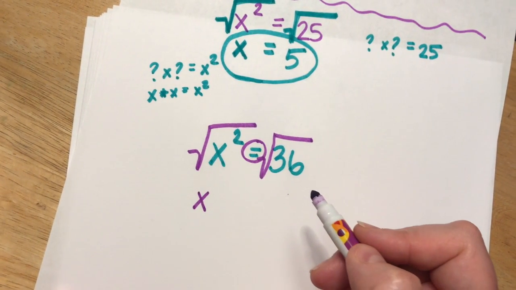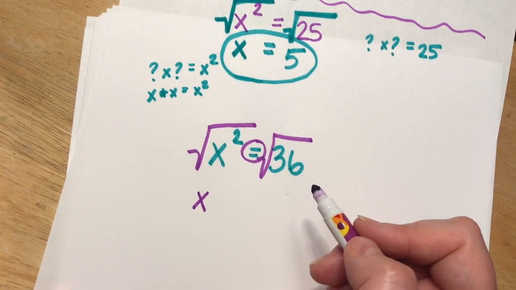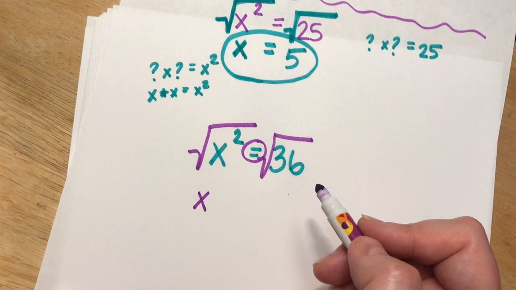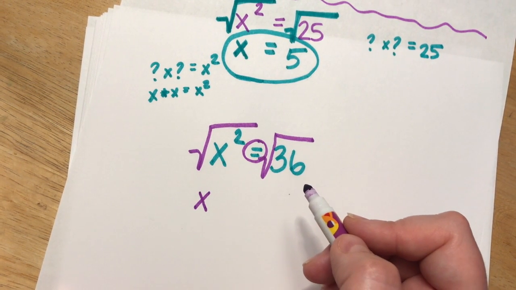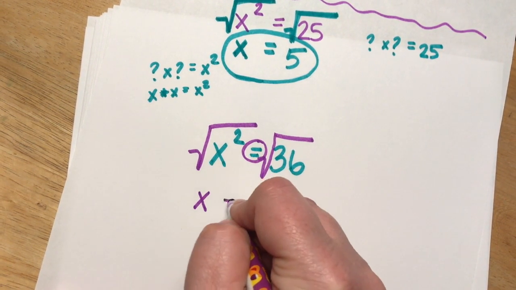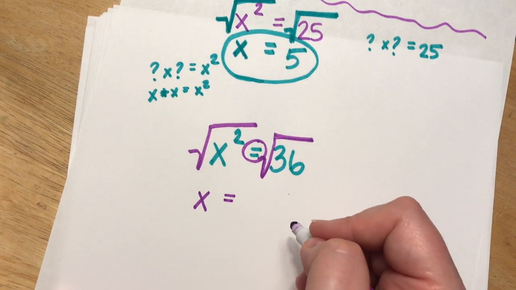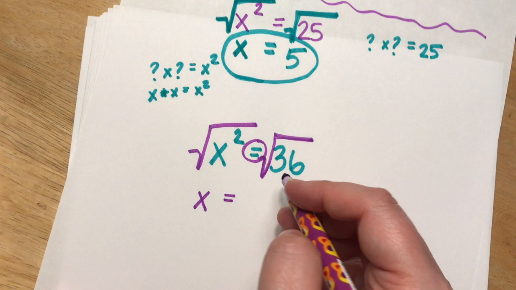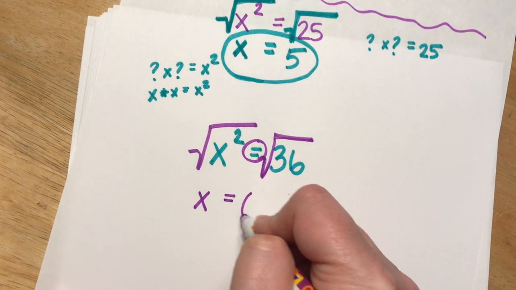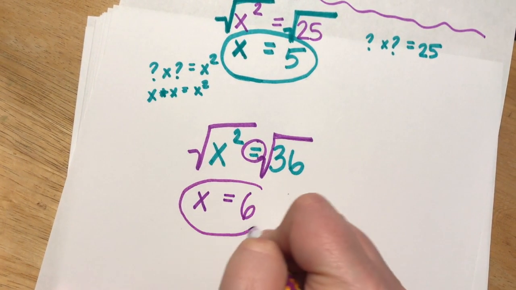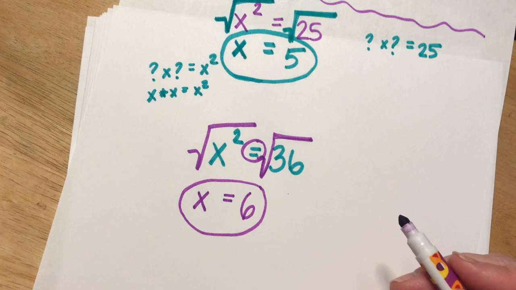It's essentially saying what number times itself gives me x squared, which would be x, because x times x equals x squared. That means I've got to simplify this side. What's the square root of 36? What number times itself equals 36? That's 6. And that's my final answer.